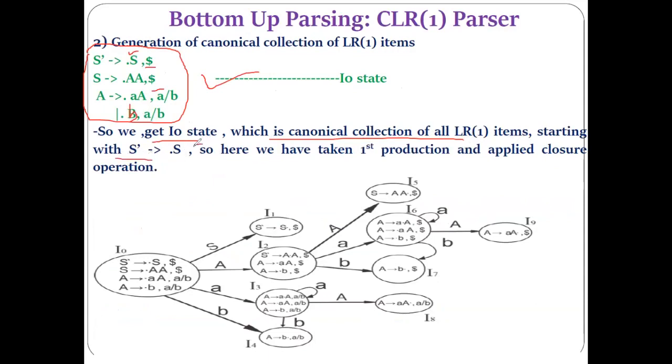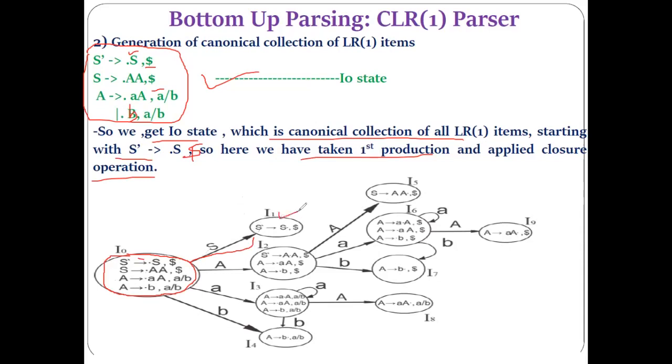So here we have taken the first production and applied the closure operation. So this is our first step. Now the rest of the things is as it is, that we have done in the canonical collection of LR0 items. So next, here we have to apply the goto operation, closure and goto as it is like the previous. So now we apply the goto on the S. So for this first production, if you apply the goto on the S, we'll get the I1 state. And when you apply the goto, you have to move the dot from the left hand side of that symbol to the right hand side.